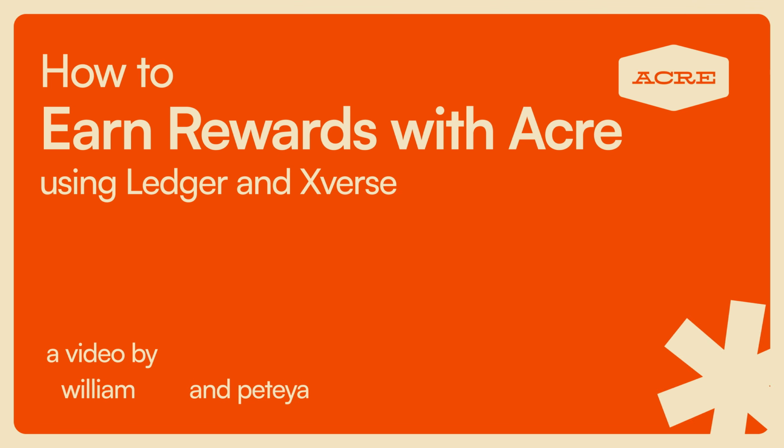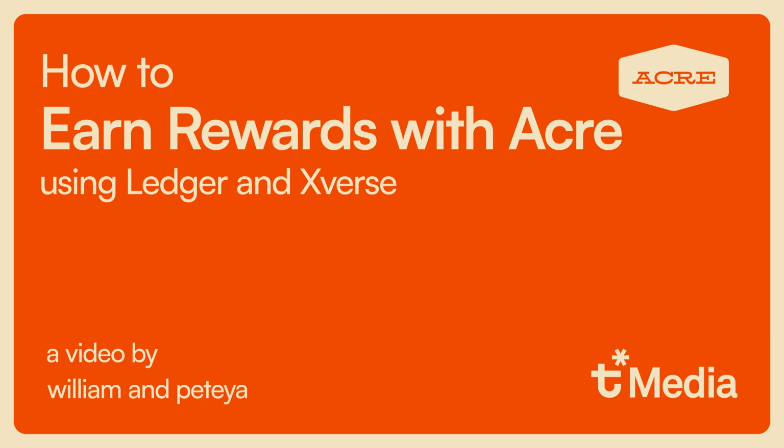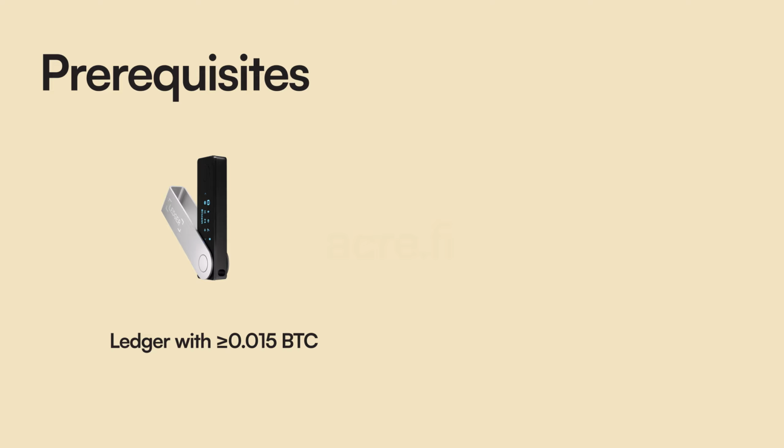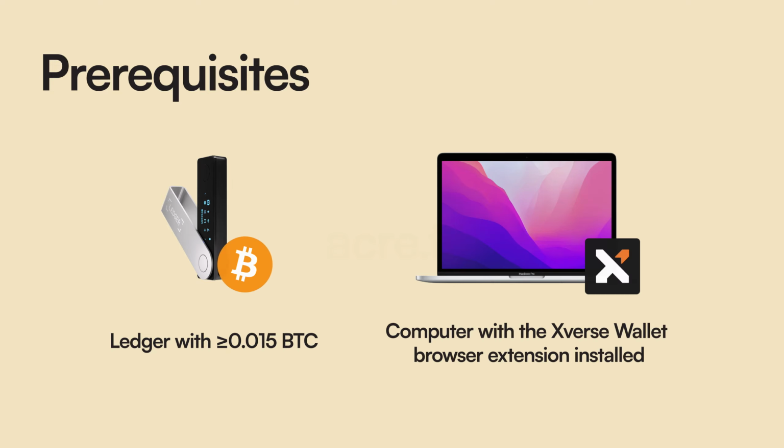With Acre, we're helping you unlock the true power of your Bitcoin. And in this tutorial, we will guide you through depositing Bitcoin into Acre using your Ledger device and the Xverse wallet. Before you begin, you will need a Ledger device with at least 0.015 Bitcoin and a computer with the Xverse wallet browser extension installed.